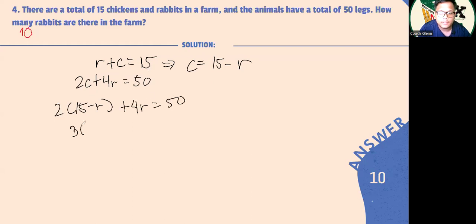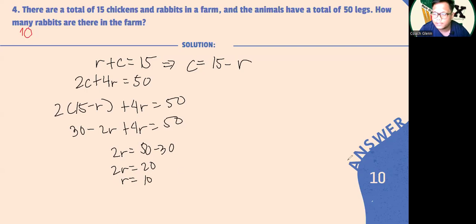2 times 15 is 30. 2 times R is 2R. Next, 4R minus 2R, that's 2R. And then we transfer 30 here. 50 minus 30 is 20. Divide 2 on both sides. So this is the algebra approach. Some of you already know algebra, so that's good. But for those who don't know algebra, we can do the first approach that I did. Okay, any questions for number 4?